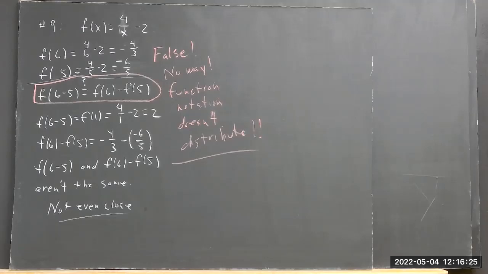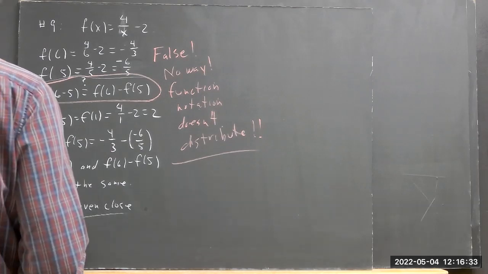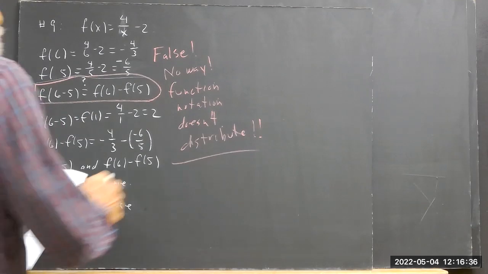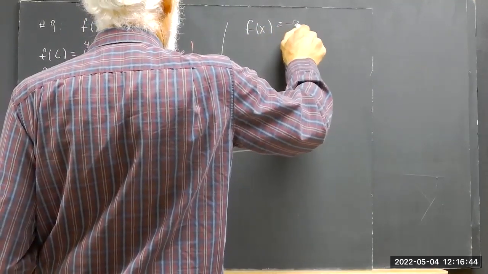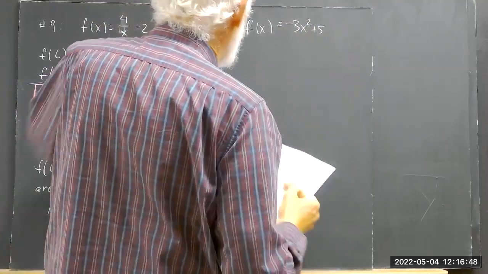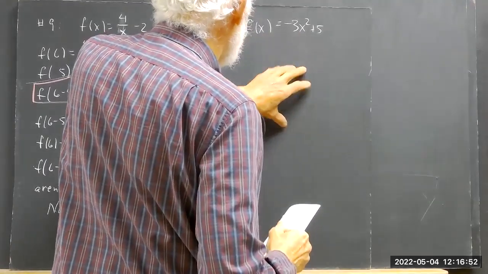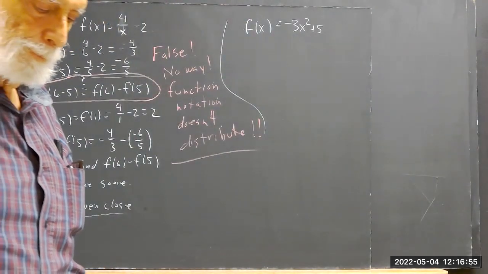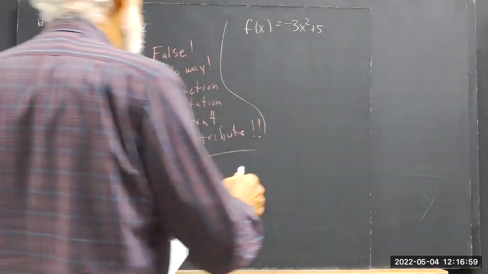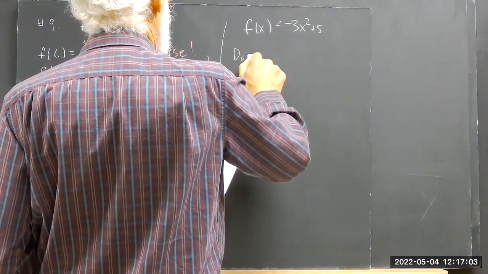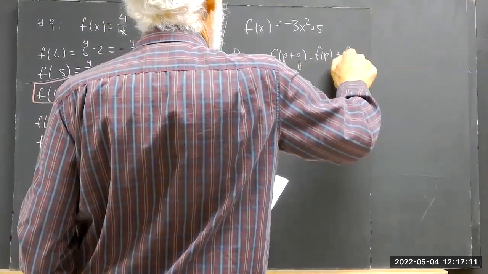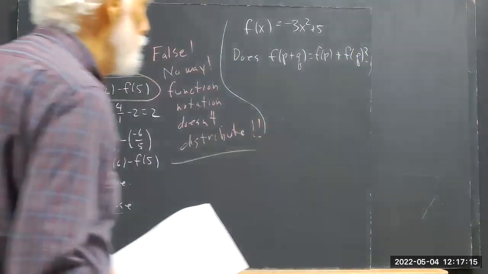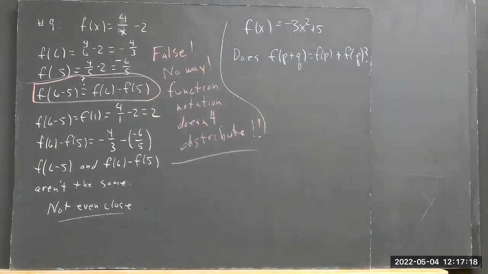I'm going to kind of put a point on this example we just did. This very next problem asks you, if f of x is negative 3x squared plus 5, then is f of p plus q equal to f of p plus f of q?